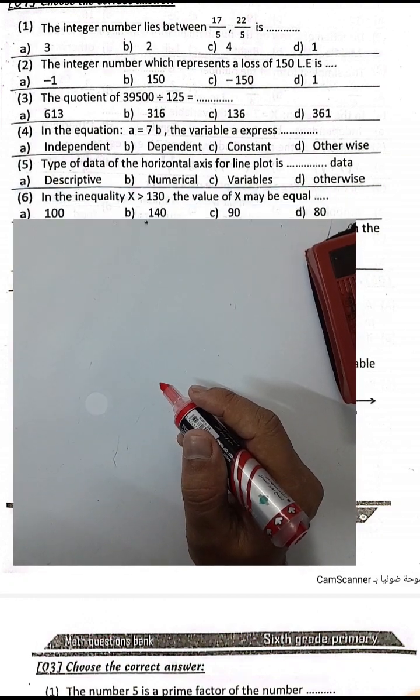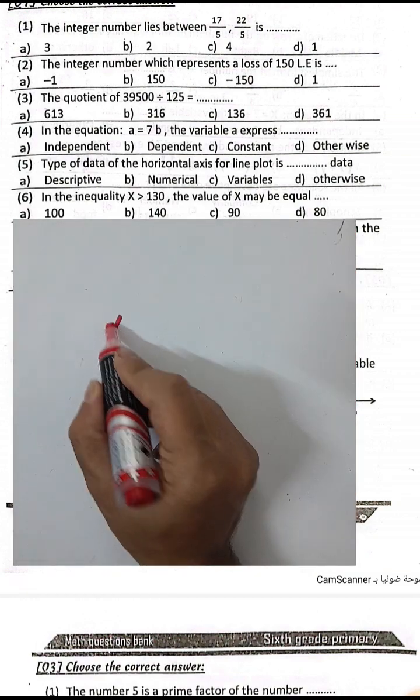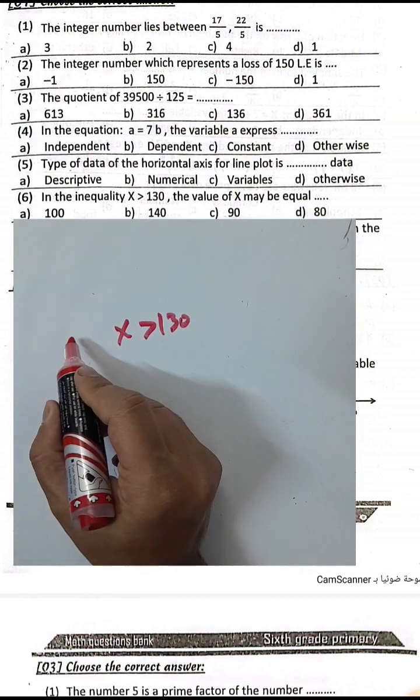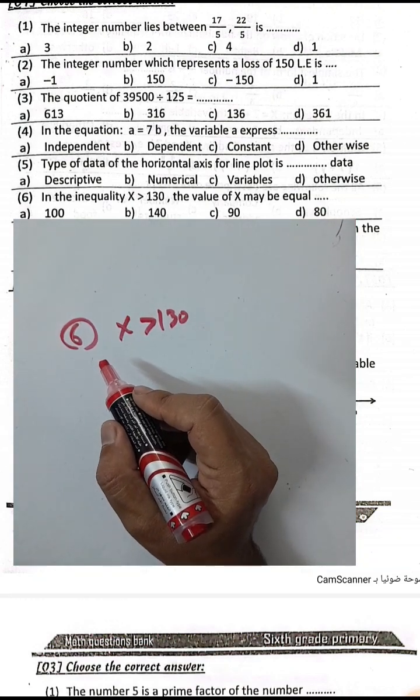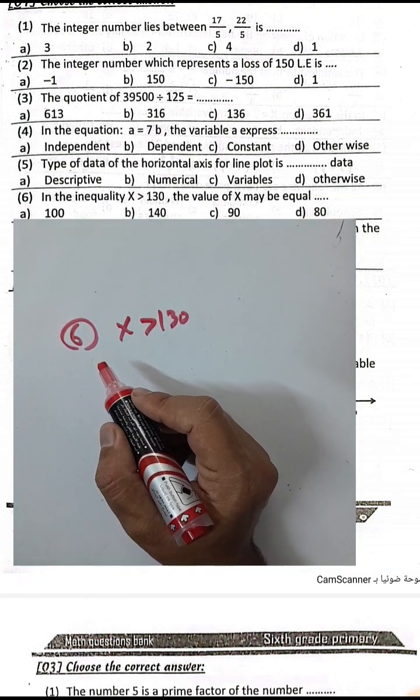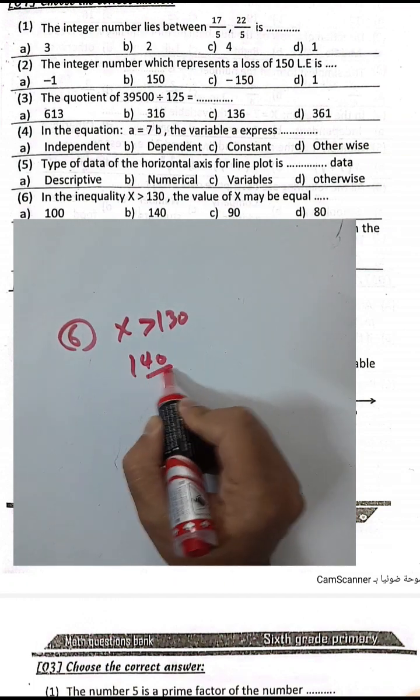Question number 6. In the inequality x greater than 130, the value of x may be equal to what? Which number is greater than 130? It will be 140.